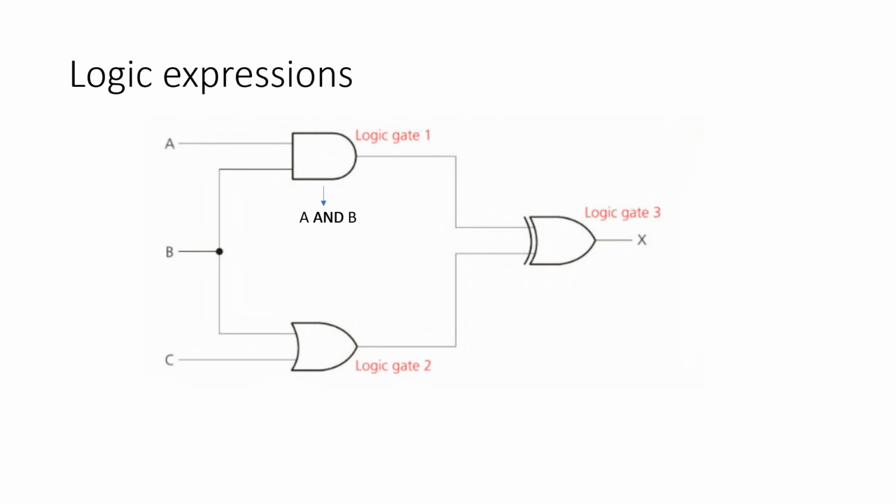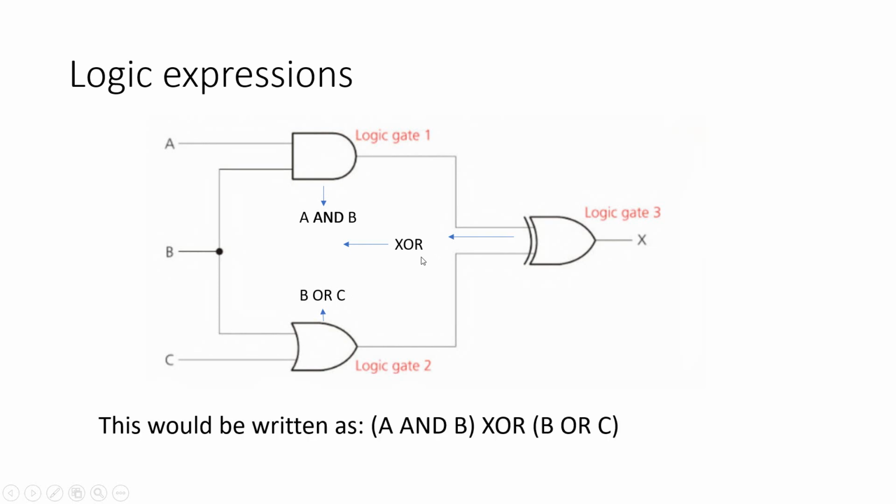Next we need to consider logic gate 2 which is an OR gate. We will be writing OR first, then we will be writing the connection with them, that is B or C. Okay, the outputs of both of these are connected to another gate which is an XOR gate. So basically A and B will be connected to B or C with the help of an XOR gate. What you need to do is write exactly in the order. So A and B in a bracket, XOR, B or C in another bracket. This is how you create a logical expression.